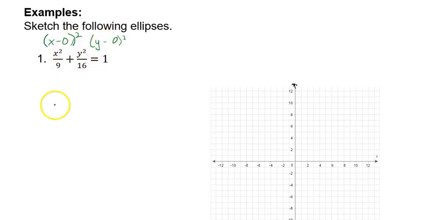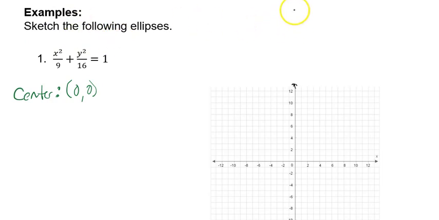So what that tells me is that my center is at 0, 0. So that's what happens when you have just the x squared and y squared in the equation, which is on occasion. So this thing is centered at 0, 0.